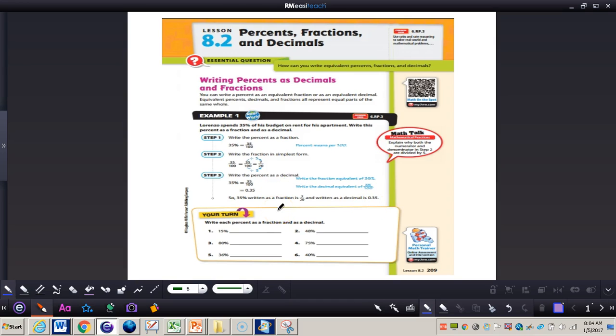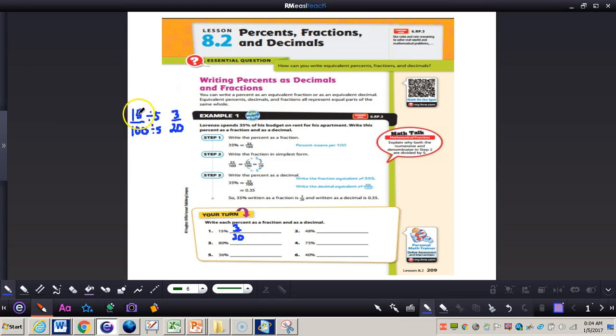So let's take a look at number 1 together. So we have 15%. We're going to write that as a fraction and as a decimal. So easily we know 15%, since it's per 100, is 15 hundredths. However, we do need to simplify this. And I know that the greatest common factor of 15 and 100 is 5. So I'm going to divide both numerator and denominator by 5, which is going to give me 3/20. So written as a fraction, 15% is 3/20.